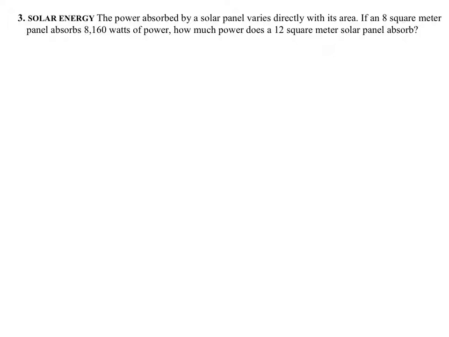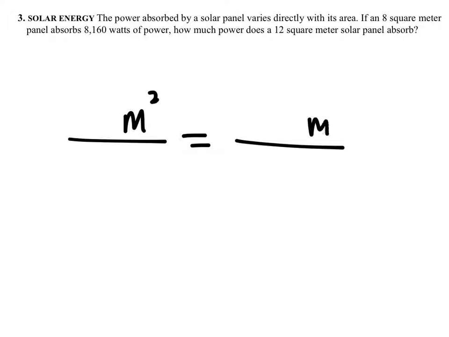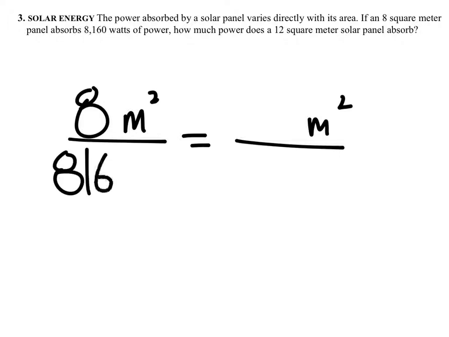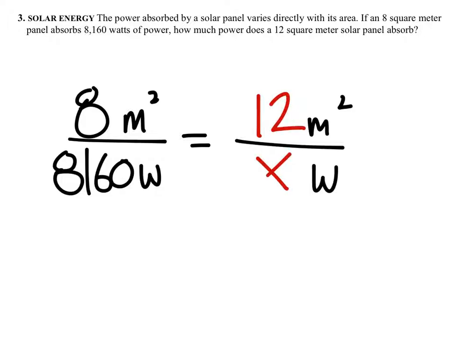The power absorbed by a solar panel varies directly with its area. So we've got some direct variation, some equivalent fractions, some proportion. If an 8 square meter panel, so I'm going to put my square meters up in the numerators, absorbs 8,160 watts, so my watts are in the denominators, then how much does a 12 square meter panel absorb? We don't know how much it absorbs, so I'm just going to use an x.